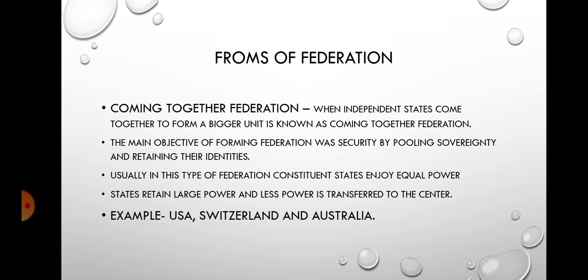Now, forms of federalism. There are two forms of federalism. First, coming together federalism. The coming together federalism is a kind of federalism where the states come together and form a bigger unit. This type of federalism is known as coming together federalism. The main objective of forming federalism was security by pooling sovereignty of the state and retaining their identities too.